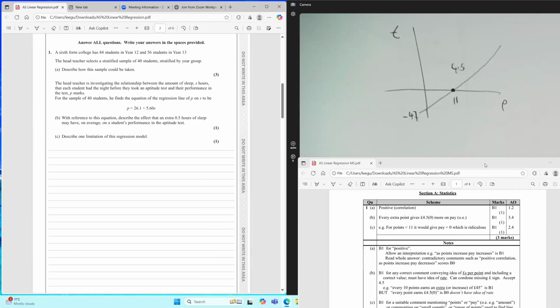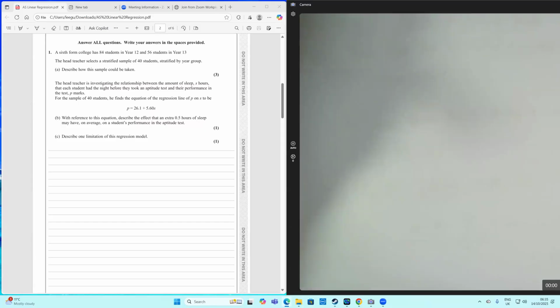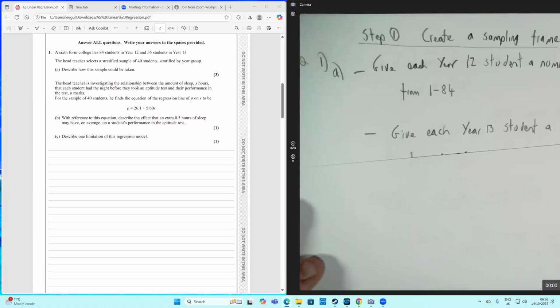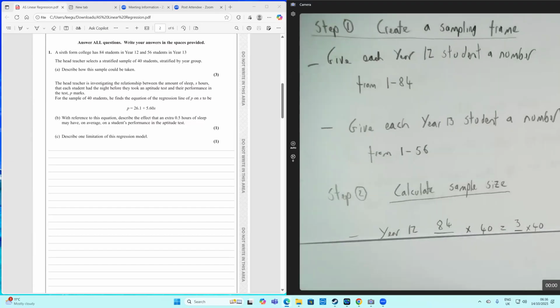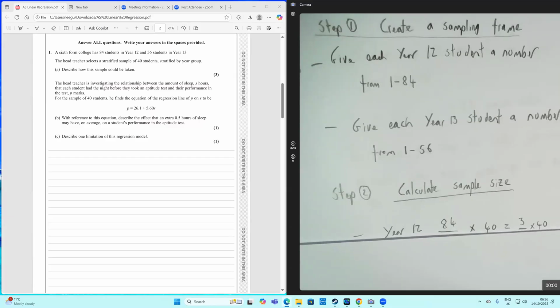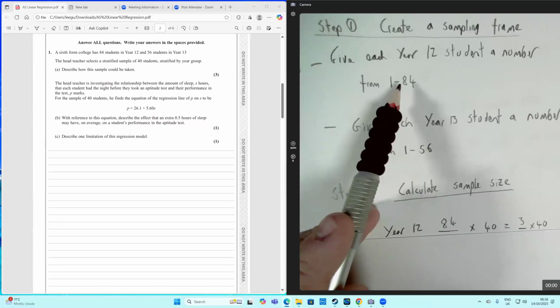Now, in this second question, what have we got? It says a sixth form college has 84 students in year 12 and 56 students in year 13. The head teacher selects a stratified sample of 40 students, stratified by year group. Describe how this sample could be taken, 3 marks. Well, if we're going to do this, the first step is we need to create a sampling frame. To create a sampling frame, we need to give each year 12 student a number from 1 to 84, because there are 84 year 12 students.